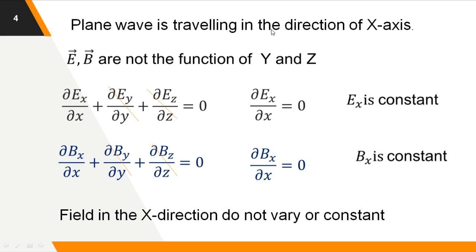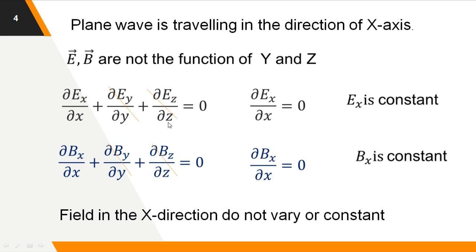The plane wave is traveling in the direction of the x-axis. So what happens? Exclude x. The electric field and magnetic field are not functions of y and z. That means ∂/∂y and ∂/∂z do not exist. So this and this cancel, in the first equation component and the second Maxwell equation component. The second and third terms are going to be 0.